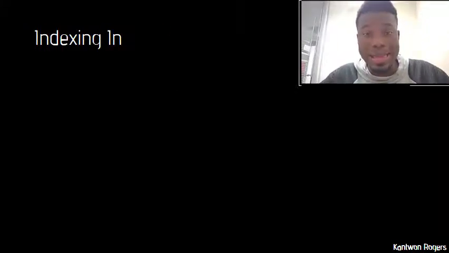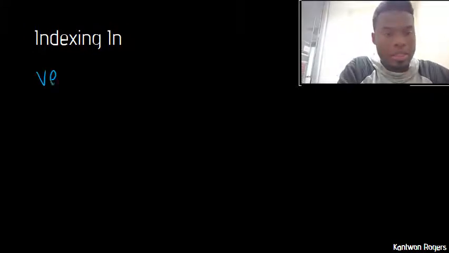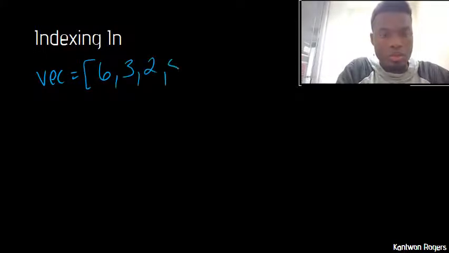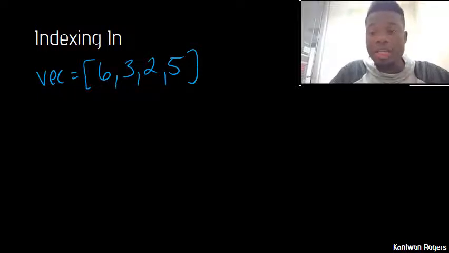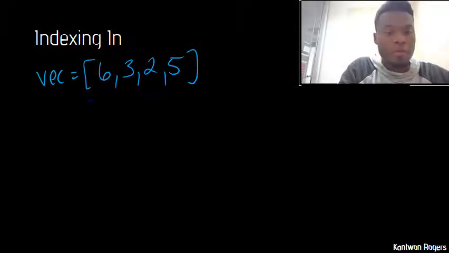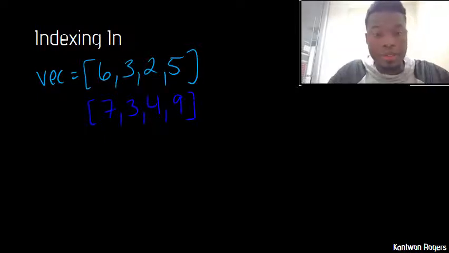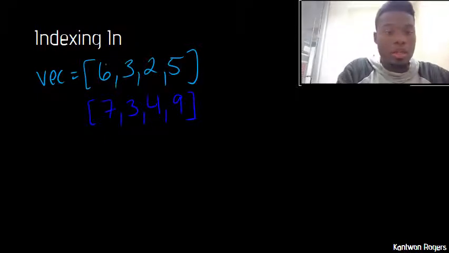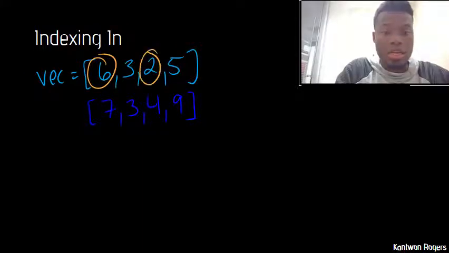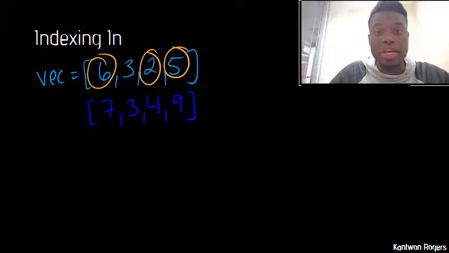So let's say I wanted to index in or place multiple values inside of a vector. So if I had a vector that was already created, so let's say 6, 3, 2, 5. And let's say I wanted to change this vector to be 7, 3, 4, 9, right? So I want to change the first index, the third index, and the fourth index. And I want to change those respectively to a 7, 4, and a 9. And I don't want to do anything to that second index.